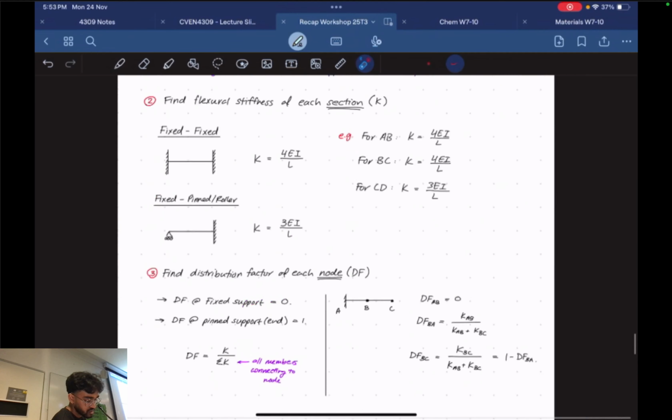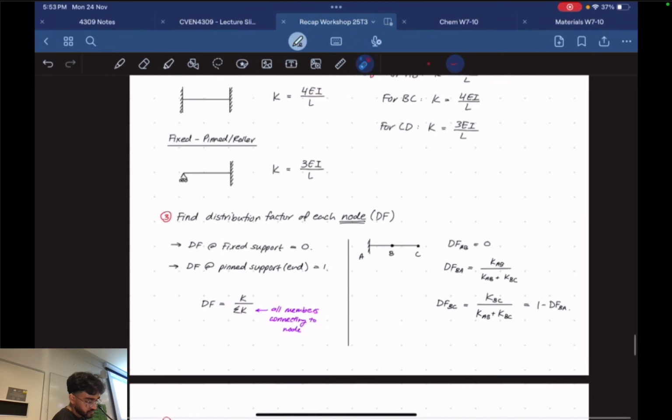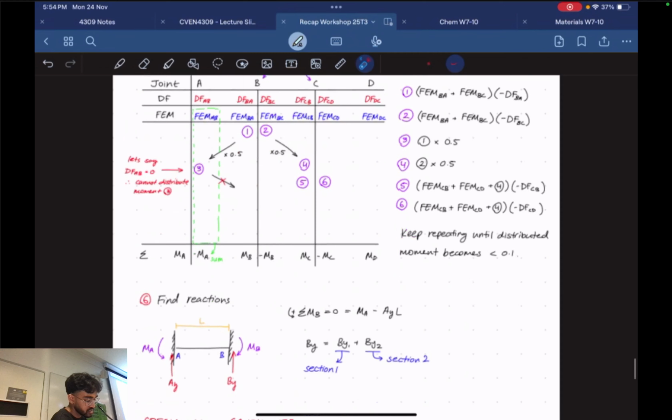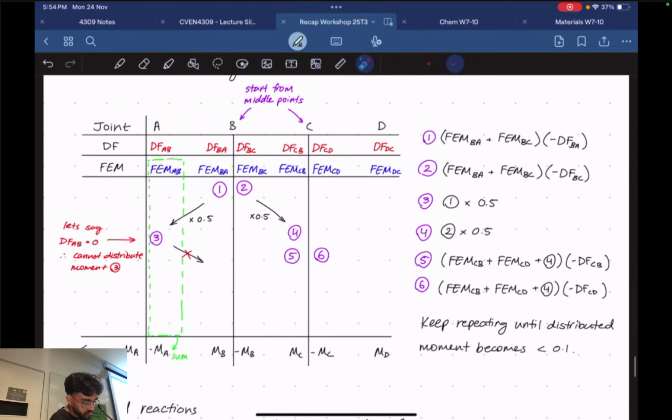one thing I actually forgot to mention. If your distribution factor is equal to 0, you actually can't distribute the moment, so it stops. And if it's at 1, that means it can't receive a moment. Okay, so I'll show you what it means. So over here, when I'm distributing that moment, it's always going to be times 0.5. It's always going to distribute half of the moment. It's just a rule. The actual theory behind it I forgot, but that's just a rule.